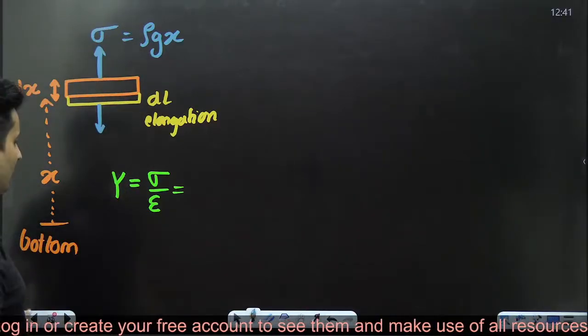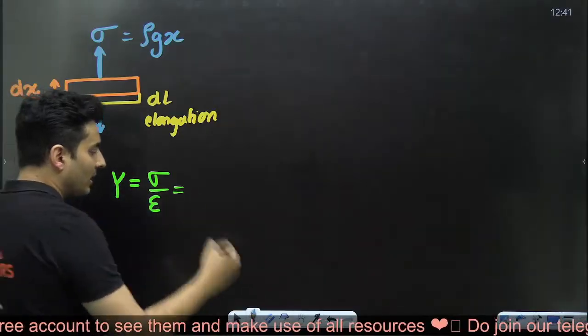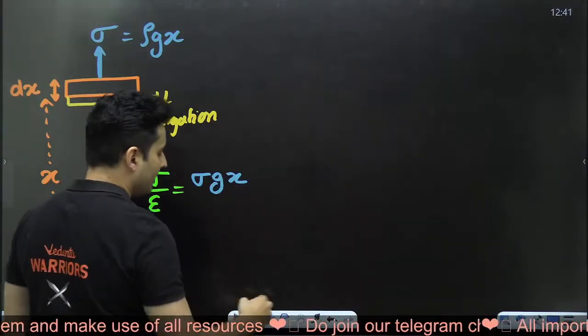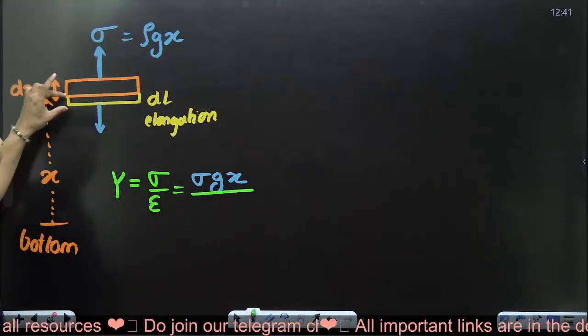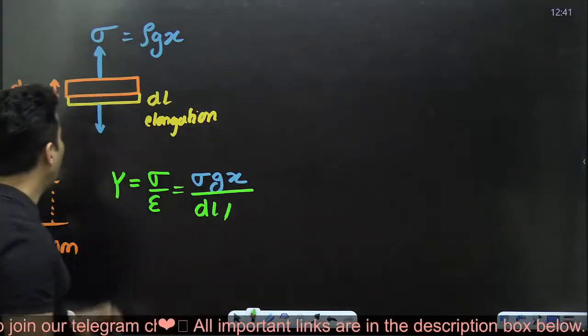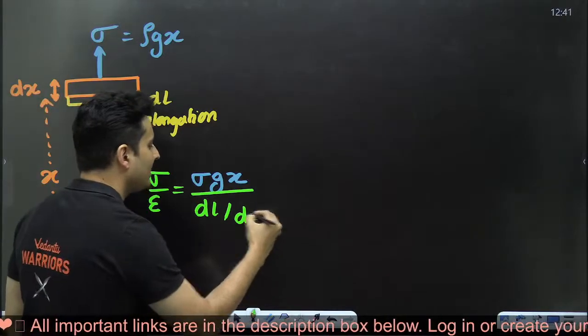This was stress. Stress was rho g x. I already figured it out to be rho g and x. That is done and dusted. The problem is, what about the strain? Strain is how much did it change by? That was nothing but dl upon the original length, that was dx. Original length was basically dx.